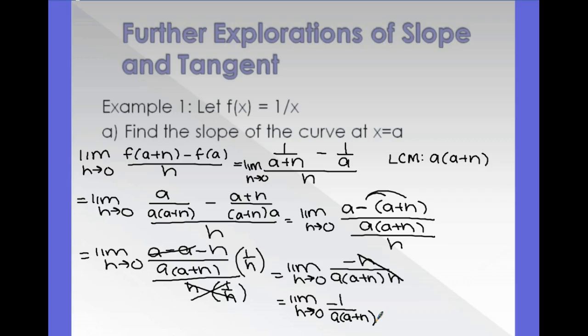So I'm left with negative 1 over a times quantity a plus h. So I'm going to plug in a 0. So I get a plus 0. So a plus 0 is a times a, which is a squared. So you get negative 1 over a squared. So the slope of the curve at a for 1 over x is negative 1 over a squared.